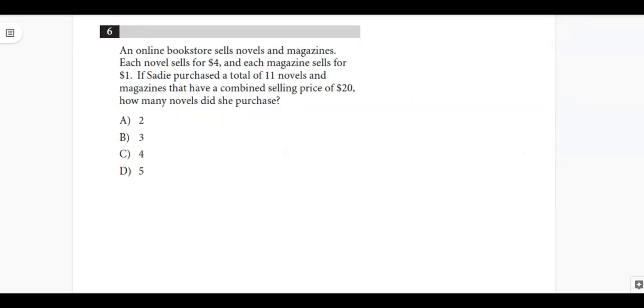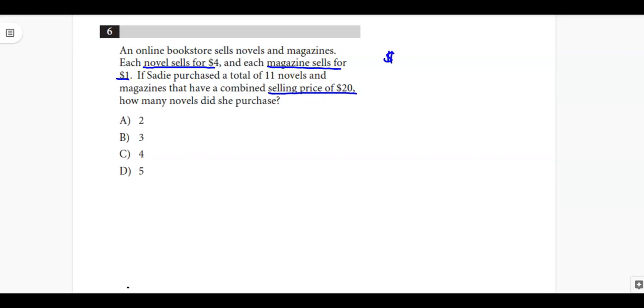All right, number 6, an online bookstore sells novels and magazines. Each novel sells for $4. Each magazine sells for $1. Sadie purchased a total of 11. Combined price $20. So you could plug it in, but I'm going to show you the traditional way, actually setting up a system. Right away I see I have 2 different items. I have novels for $4, magazines for $1. And then we have a total price of $20.